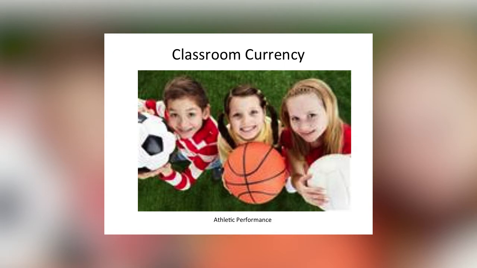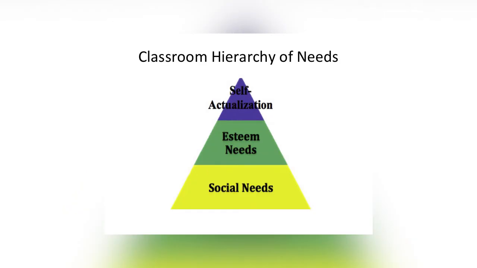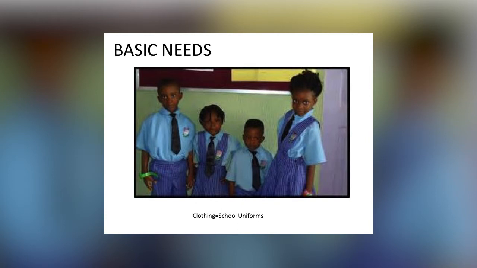Now let's talk about needs. In the financial economy, it was basic needs that were being acquired by adults, right? But in the classroom hierarchy of needs, the first two layers are automatically being provided to the students. So those basic needs are not what children are expending their energy throughout the day trying to acquire. And what do I mean? Well, clothing is already satisfied through school uniforms.